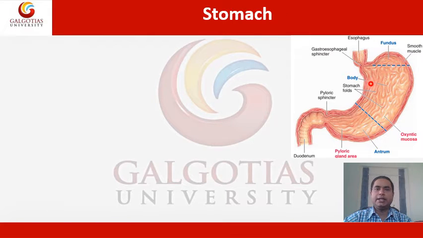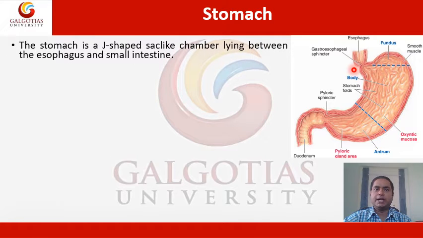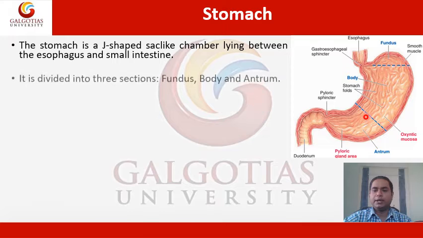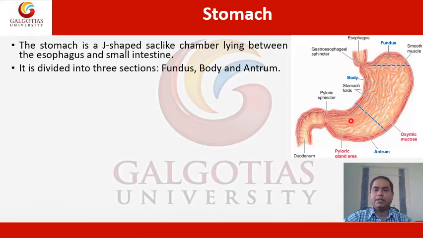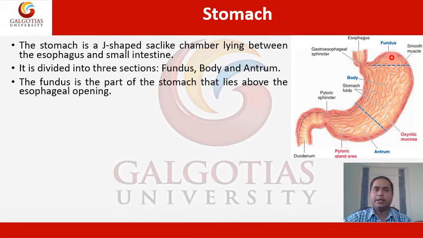Now we will learn about the stomach. The stomach is a J-shaped chamber lying between the esophagus and the small intestine. It is divided into three sections: the fundus, body and antrum. The fundus is the part of the stomach that lies above the esophageal opening. The middle or main part of the stomach is the body.